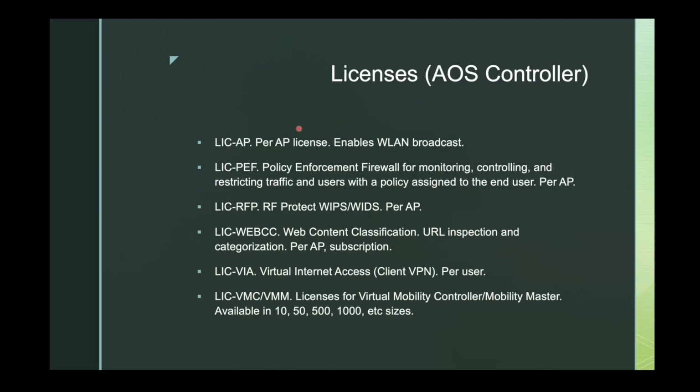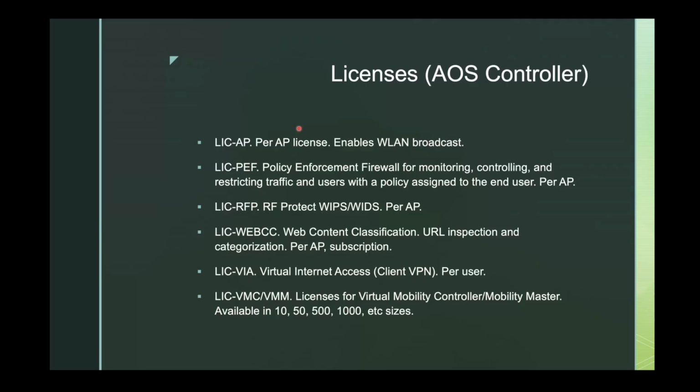Now let's talk about licenses for the AOS controller. This is your mobility controllers and your mobility masters. Each access point gets a license. This enables the wireless network broadcast. The Policy Enforcement Firewall license is for monitoring, controlling, and restricting traffic and users with a policy assigned to the end user's device. These are per AP licenses.